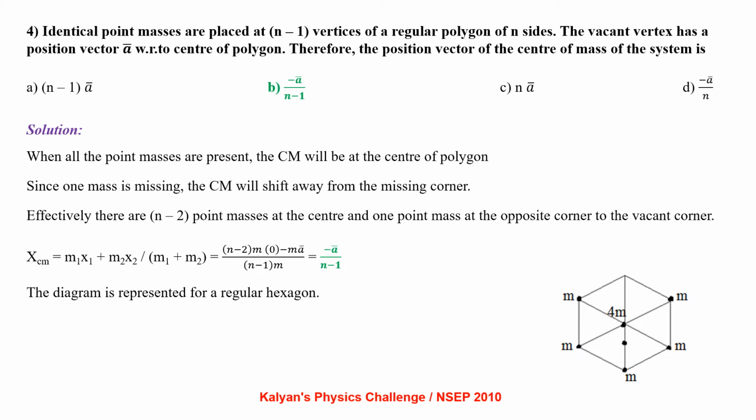Effectively, there are n-2 point masses at the center and 1 point mass at the corner opposite to the vacant corner. So XCM equals (m1x1 plus m2x2) by (m1 plus m2). Upon simplification, we get the position of the center of mass to be minus a bar by n-1.